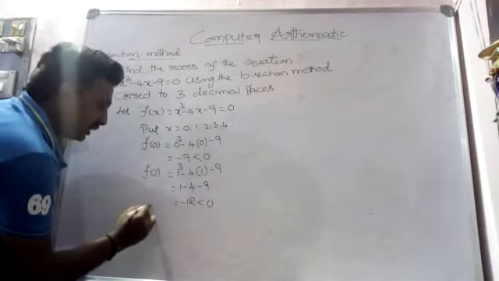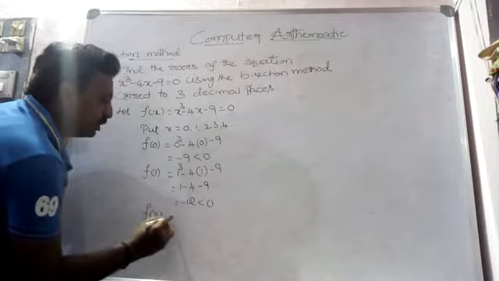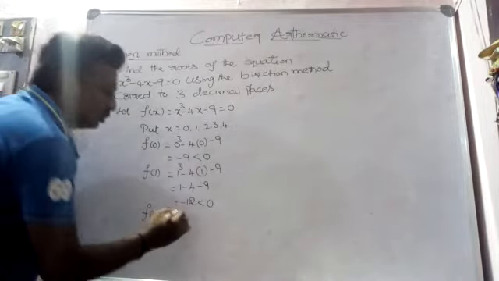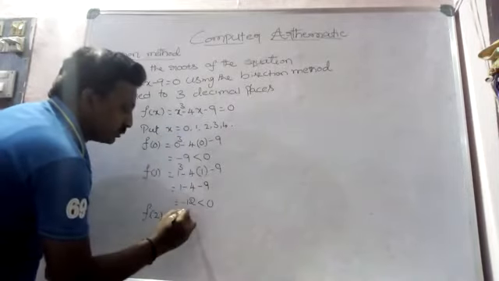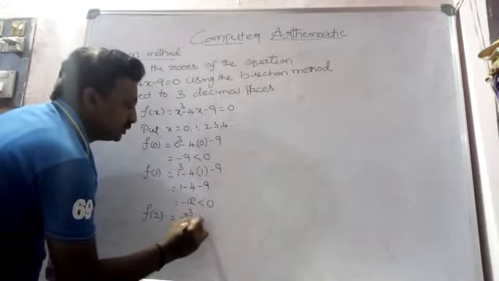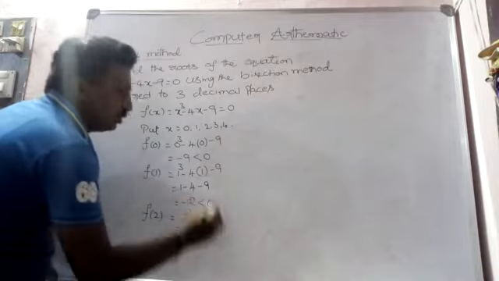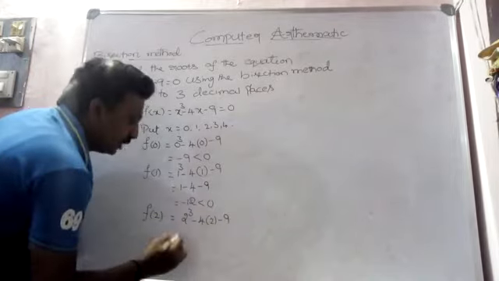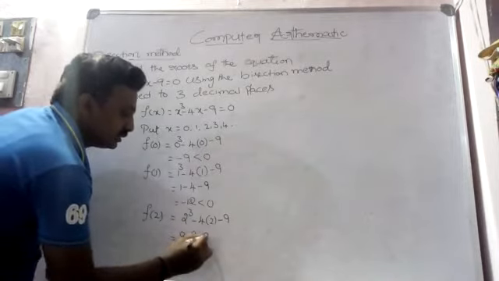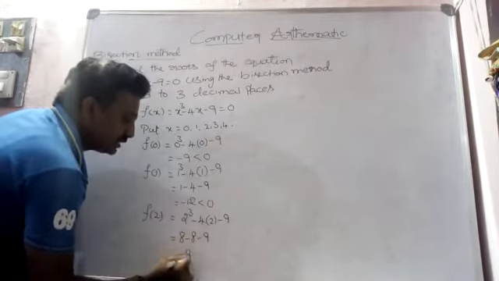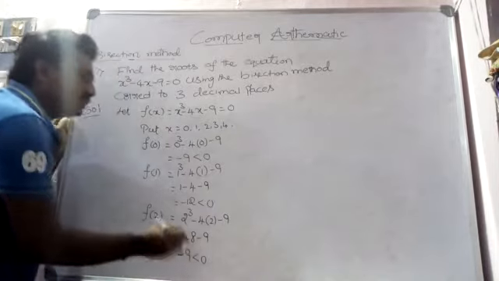So next we take f of 2. f of 2 equals 2 cube minus 4 into 2 minus 9. 2 cube is 8, minus 8, minus 9. So we get minus 9. Minus 9 is less than 0.